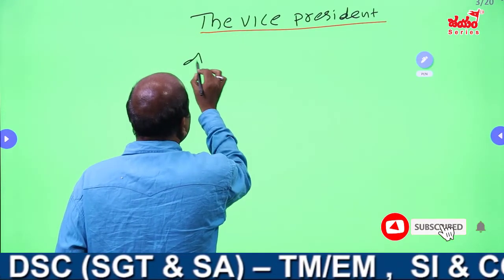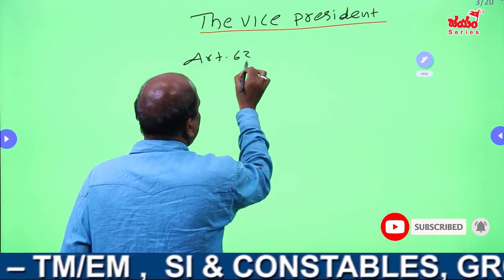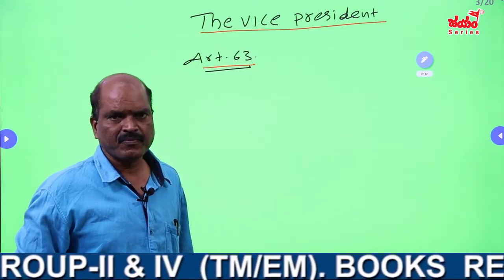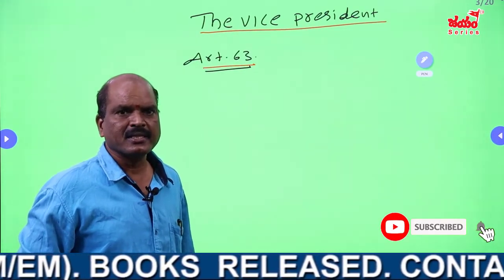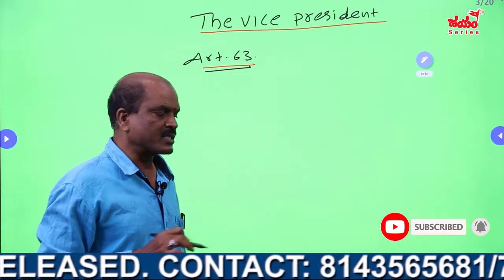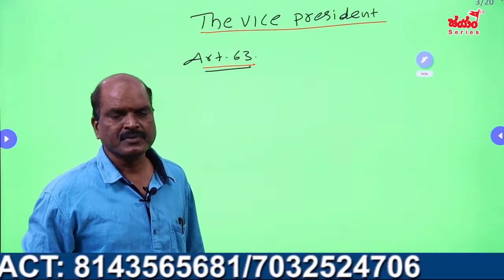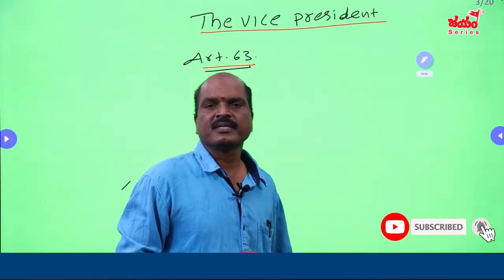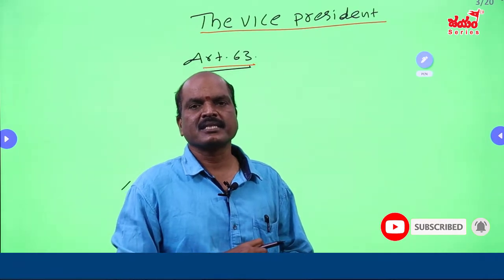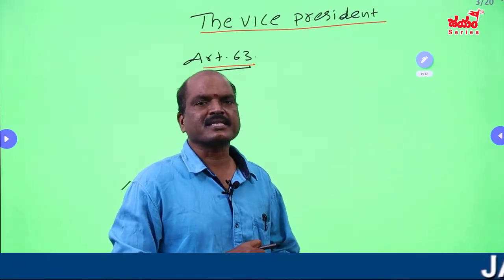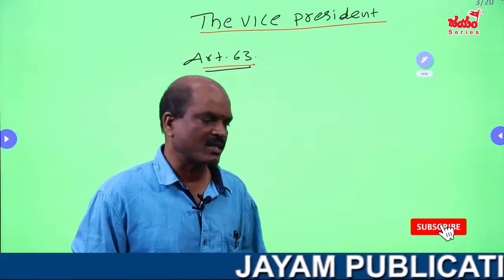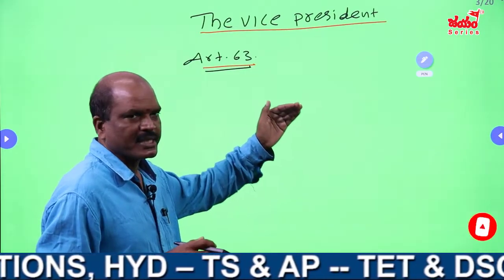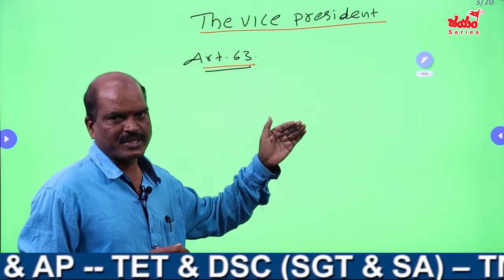According to Article 63, the Vice President office is in India. The Vice President is the second citizen of India. The first citizen is the President and the second citizen is the Vice President of India. So as per protocol, the first one is the President, the second one is the Vice President.